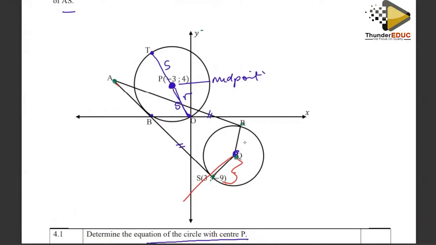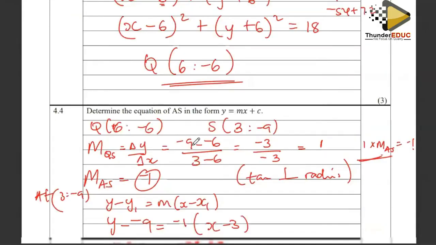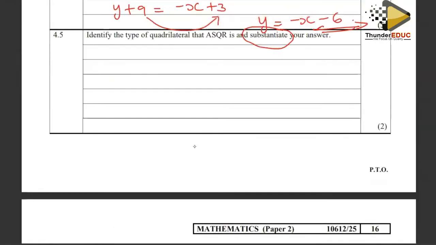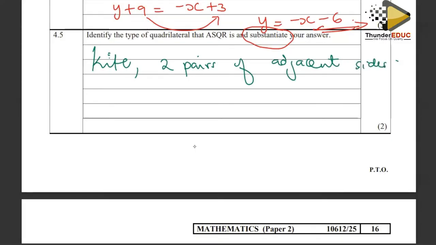ASQR, one thing we say is that this is a radius, this is also a radius. Okay, tangents from a common point are equal, meaning that this shape is definitely a kite. Reason, we have two pairs of adjacent sides that are equal. So we're going to say the shape is a kite for 1 mark, and then for the substantiating, we are saying two pairs of adjacent sides. Adjacent simply means next to each other. Adjacent sides are equal.